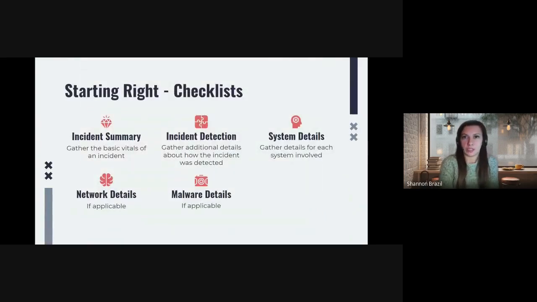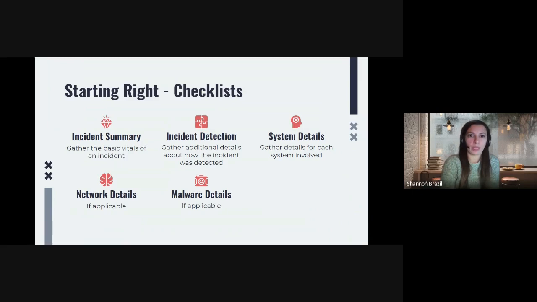When we're starting with digital forensics, it's crucial to be able to start on the right foot. There are incident summary checklists, incident detection checklists, system details, network details, and malware details. The initial facts about an event are all an investigation has to get started. So it's a good idea to get them right. So it's important to gather additional information about those facts so you can establish context. So the incident summary would be the who, what, when, where, and how.